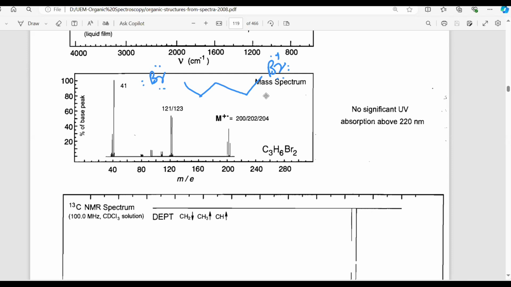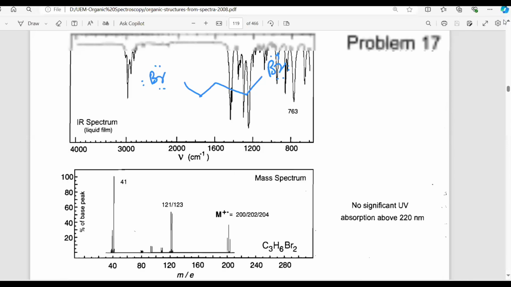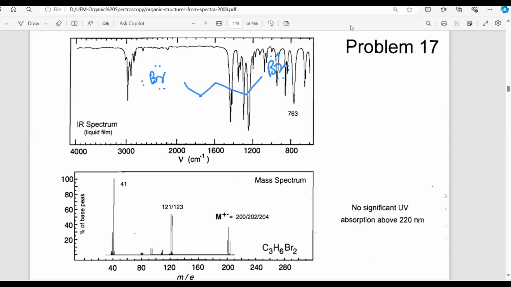So the IR spectrum is also justifiable. If you look at the IR spectrum, it told us there are only two types of stretch present in this compound because every carbon is sp3. So we have the sp3 CH stretch present in this compound. And secondly, we have the C-Br stretch, which is appearing at 763. So this is all about the structure.